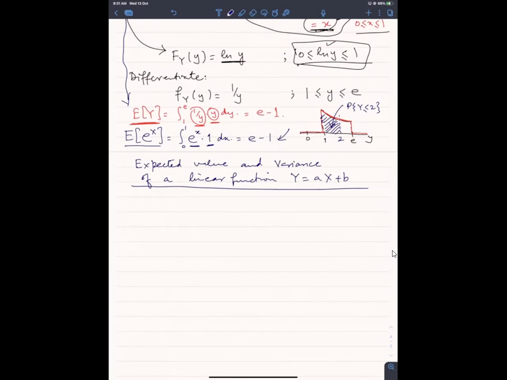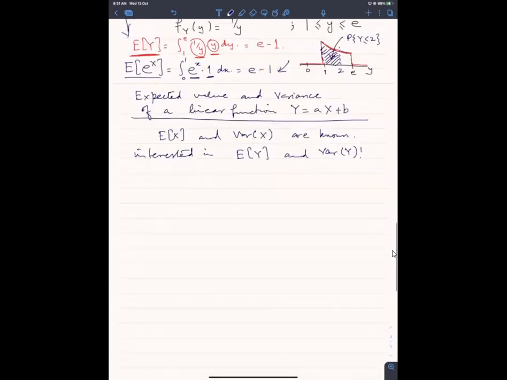So, expected value and variance of a linear function y is equal to ax plus b. Let's say you are given the expected value of x and the variance of x; they are known. I am interested in the expected value of y and the variance of y. That is my interest. How do I find them?